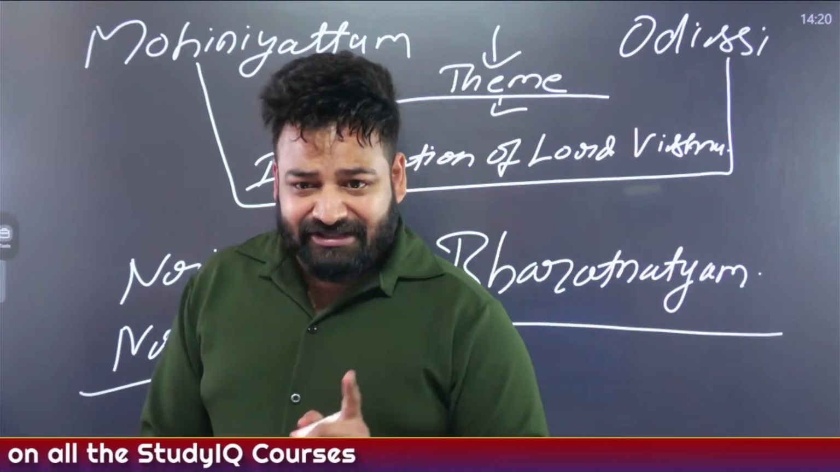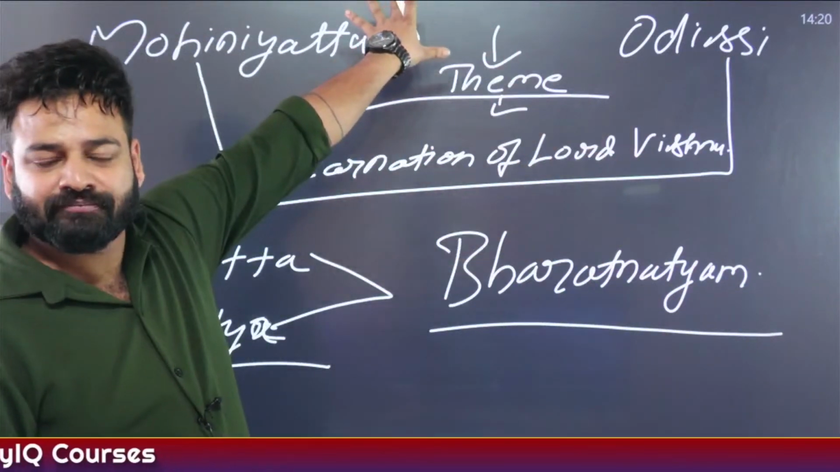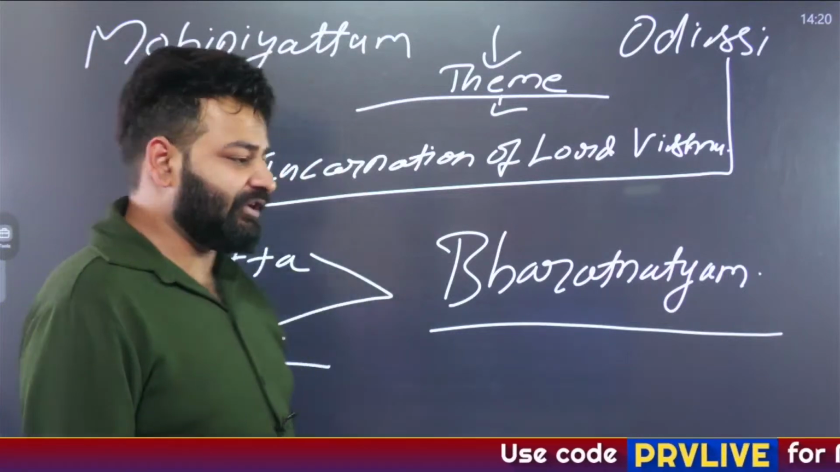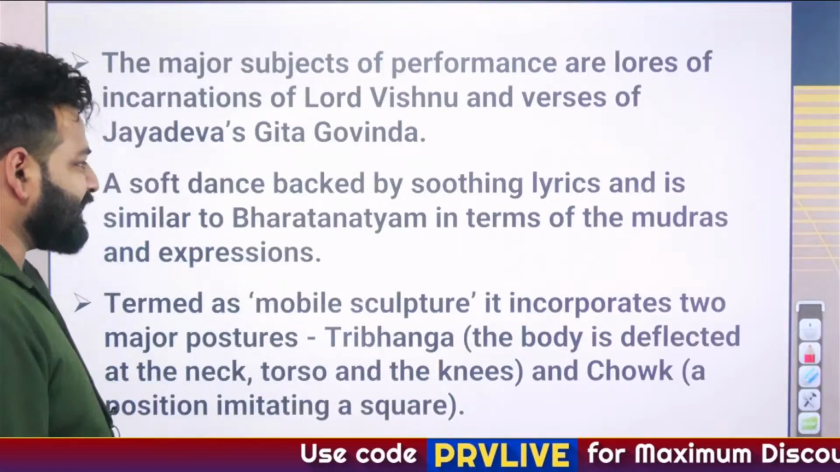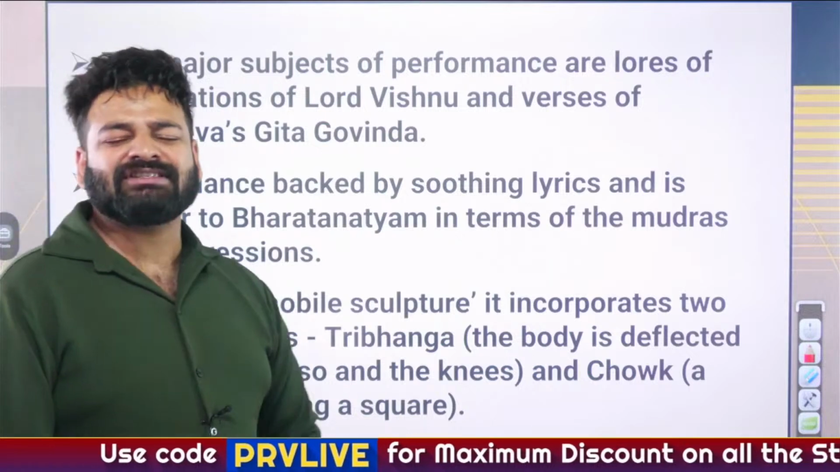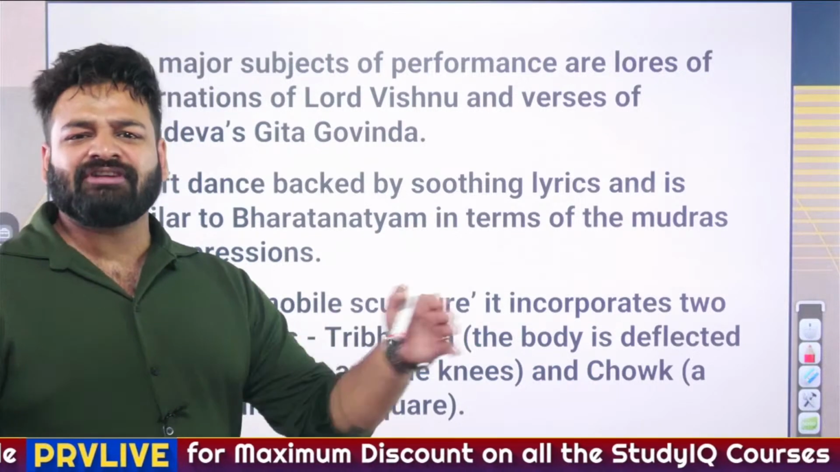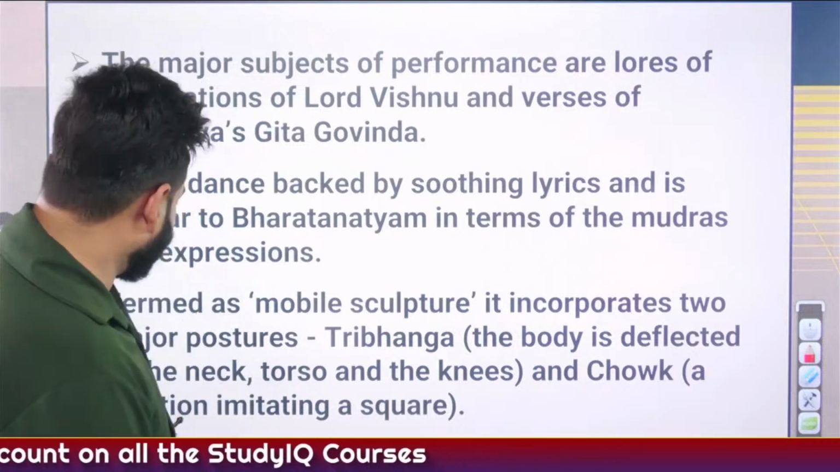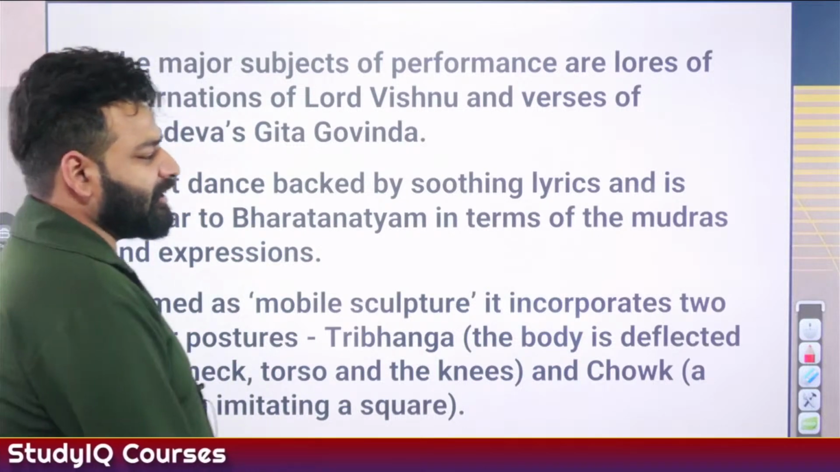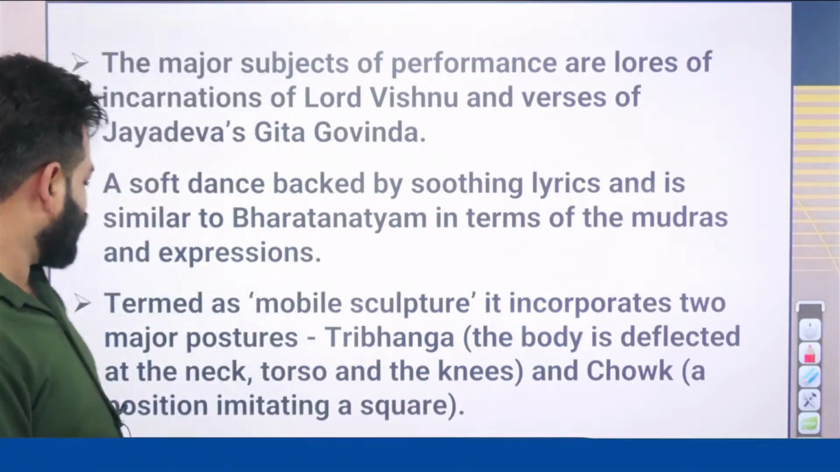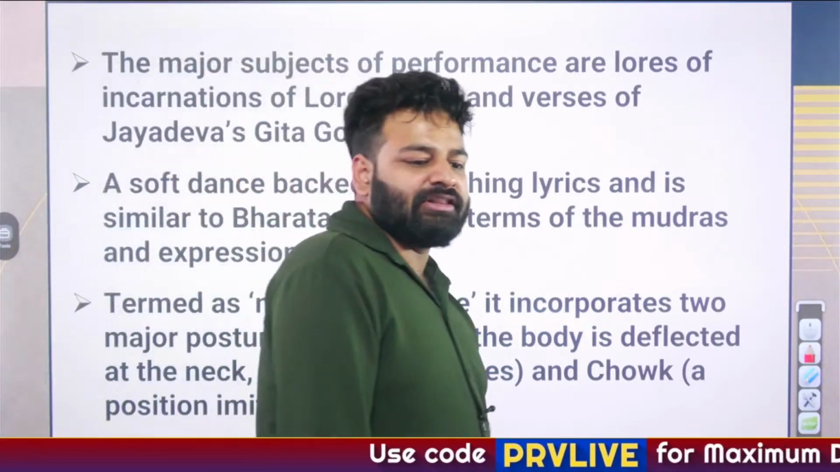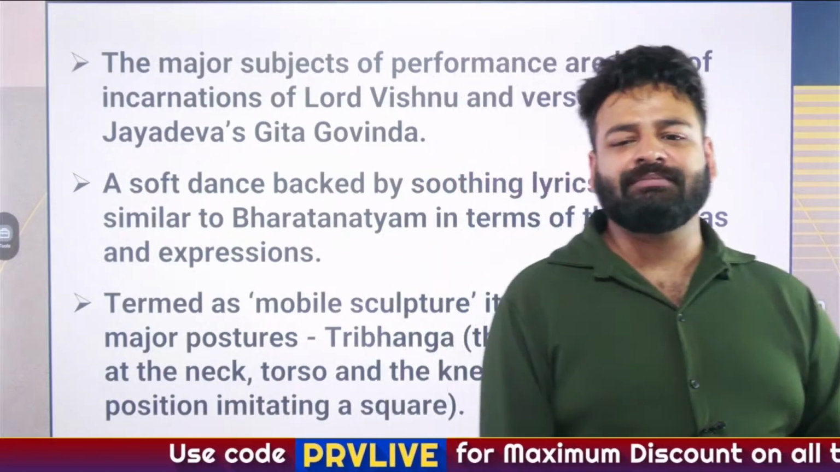So the theme is related to Mohiniyattam. But the movement of the body and the facial expressions are not exactly the same, but there is some relevancy, that is the dance of Bharatnatyam. Okay, so it is termed as mobile sculpture as it incorporates two major postures. So in it we have got the differentiation of the postures.